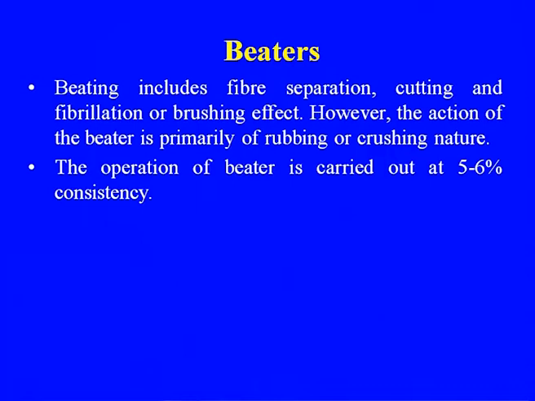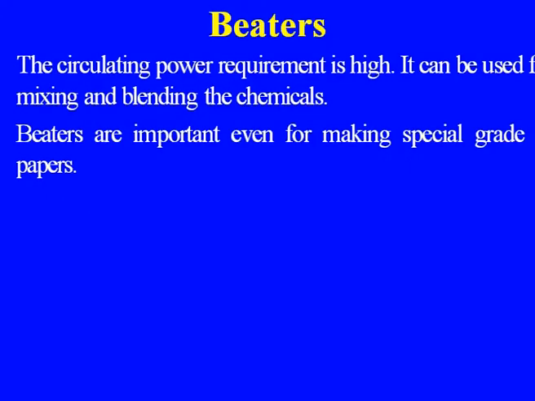Beating, as I told you, includes fiber separation, cutting and the brushing effect. However, the action of the beater is primarily of a rubbing or crushing nature. In the operation of the beater, we are maintaining about 5 to 6% consistency, which means 5 to 6% is pulp and the rest is water. The circulating power requirement is high, and that is the reason why the beater was replaced by the refiner or the disc refiner.